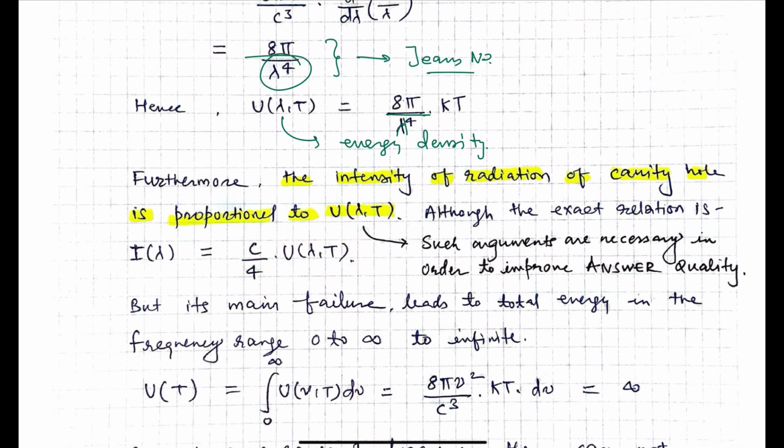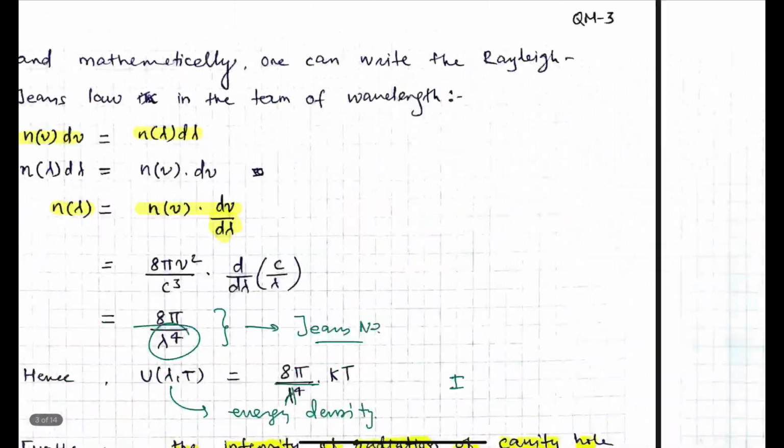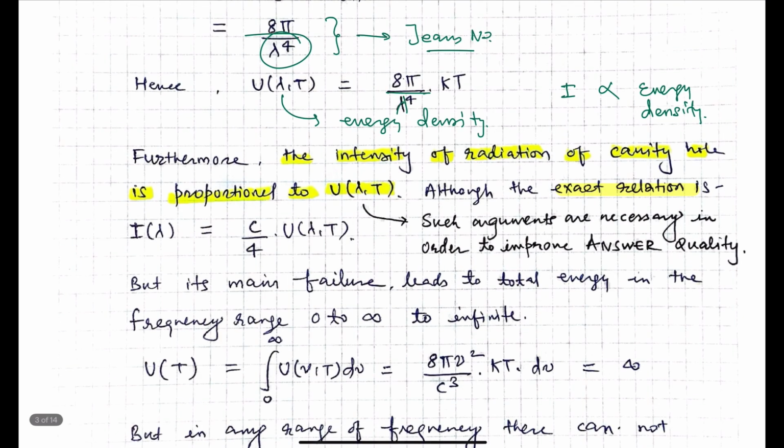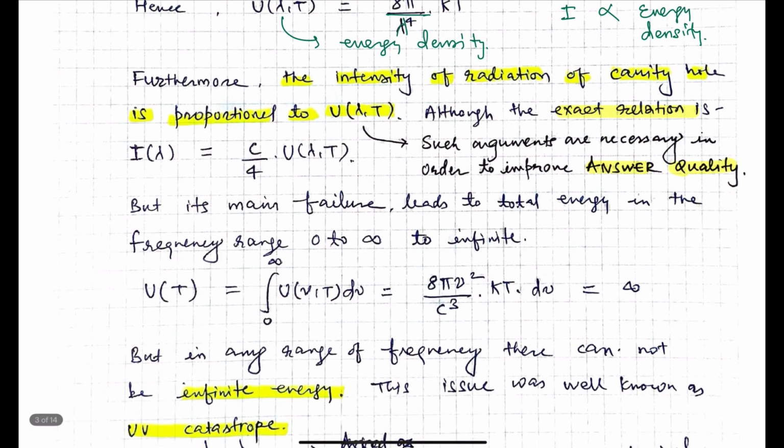Okay, so this is the exact relation. But in general, what do we write? That intensity is generally proportional to energy density. This is the generic information which you must know. And let me tell you one very important part, that this kind of argument in physics is a necessary argument which you must write in your answer to improve the quality. Okay. But let us find one very important thing, that energy cannot be infinite, or energy density cannot be infinite.